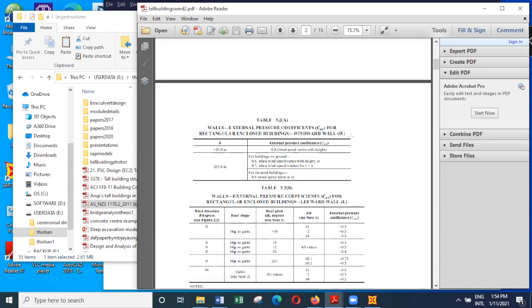So here you can see the external pressure coefficient CPE for rectangular enclosed buildings. This building is enclosed.